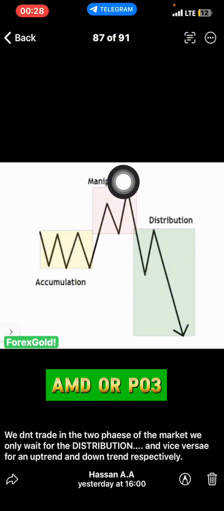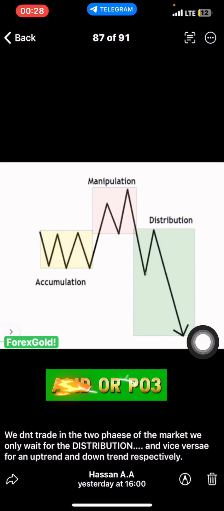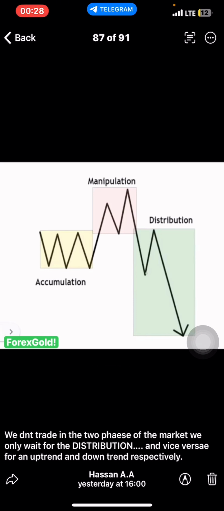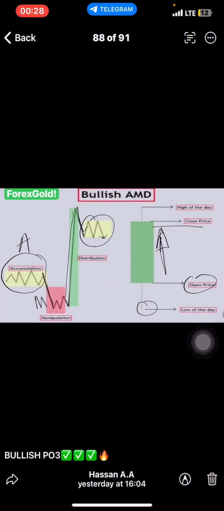And what happened next? The market sharply broke below the previous low, retested it, and maintained the trend to go down. This is the main scenario you need to understand. This is the bearish scenario. Let me show you the bullish scenario as well. This is the bullish scenario.